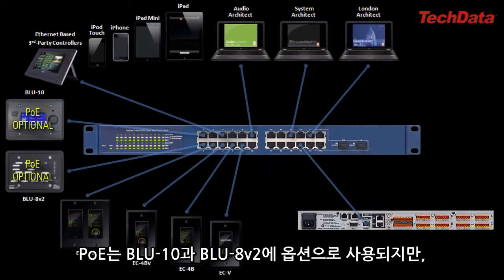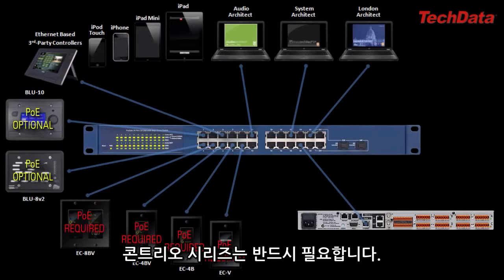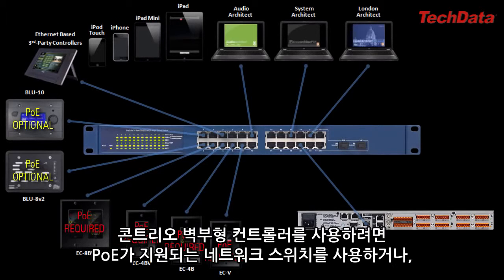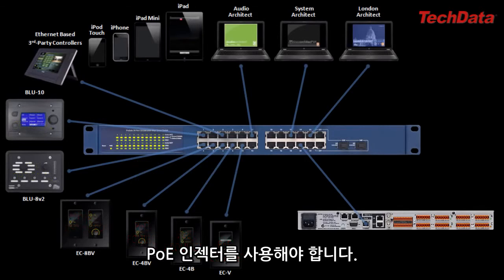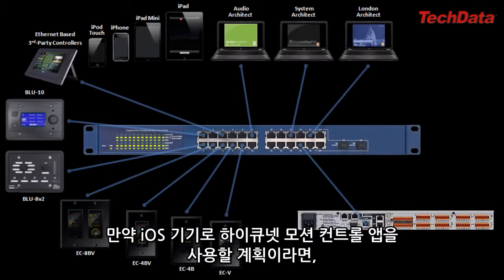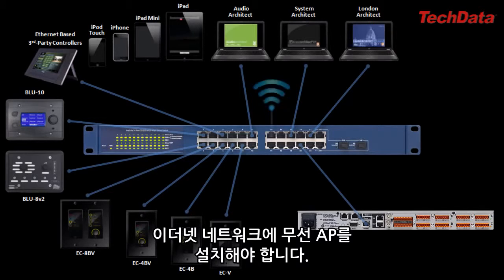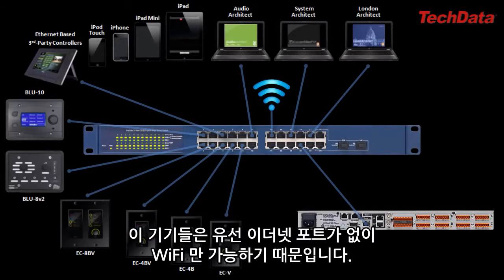PoE is optionally used to power the Blue 10 and Blue 8 V2, whereas it's always used to power the Contrio wall controllers. So make sure you have a PoE-enabled network switch or PoE injectors if you plan on using the Contrio wall controllers. And if you plan on using iOS devices running HiQNet motion control, make sure there's a wireless access point on the Ethernet network, because these devices do not have wired Ethernet ports, only Wi-Fi.